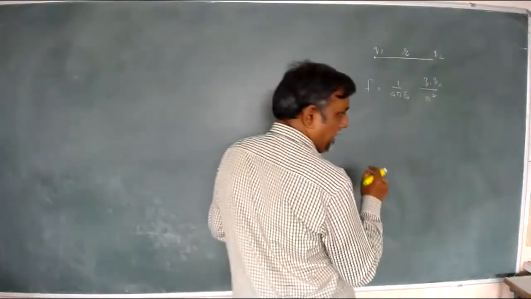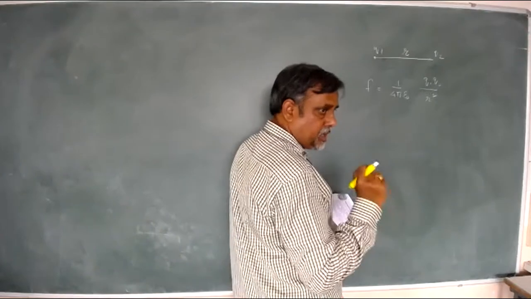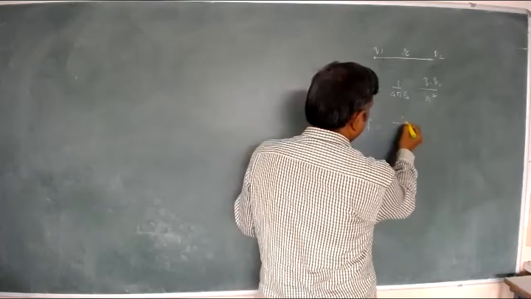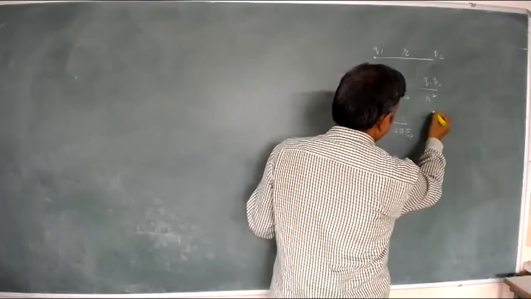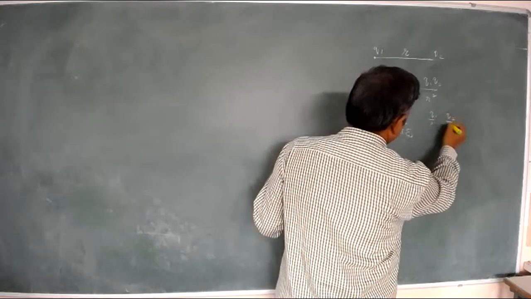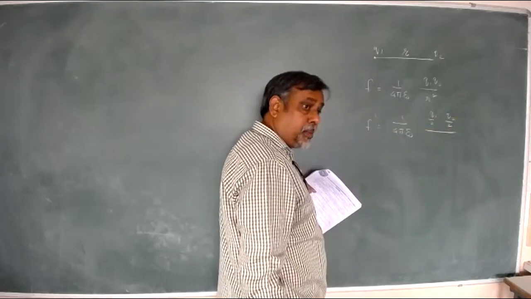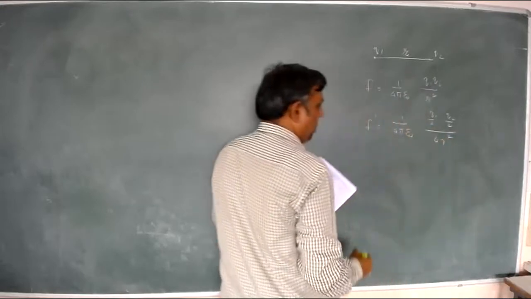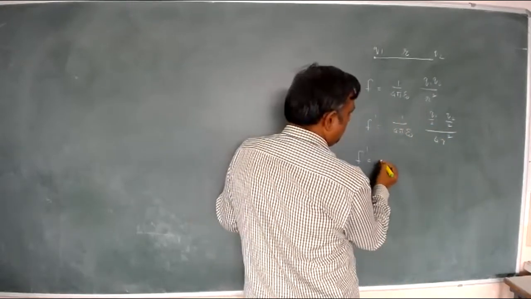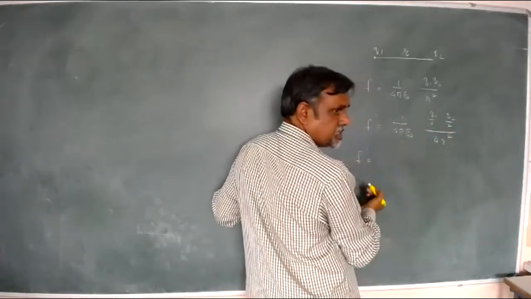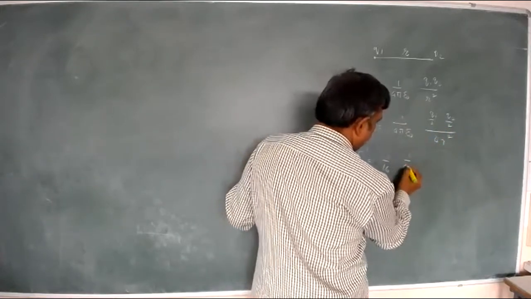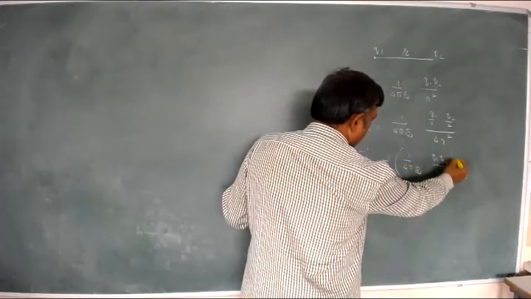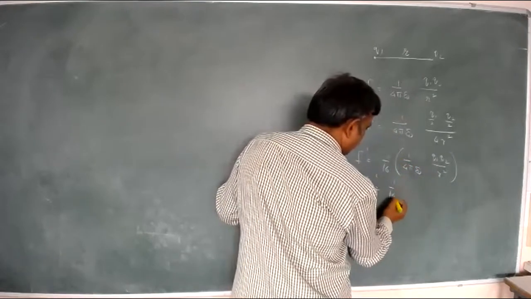Now, what's happening? These two charges are halved. So Q1 becomes Q1 by 2 and Q2 becomes Q2 by 2, and the distance between them is doubled. So r becomes 2r, and 2r whole square is 4r square. The new force F dash is 1 by 4 pi epsilon naught times Q1 by 2 times Q2 by 2 divided by 4r square, which is 4 times 4, that is 16. So it is 1 by 16 into 1 by 4 pi epsilon naught Q1 Q2 by r square. The value of this is nothing but F. Therefore, this is 1 by 16 times F.